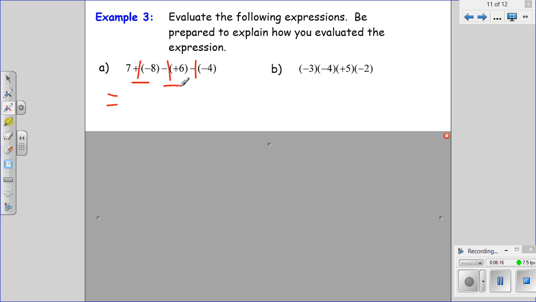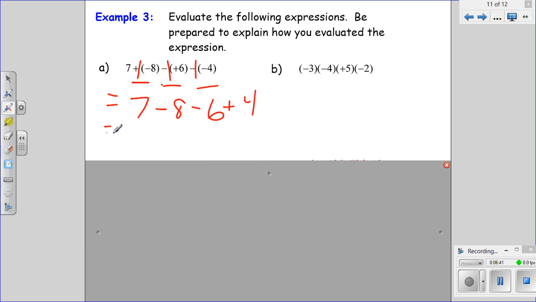Now, BEDMAS, I can do all these multiplies first because there's addition and subtraction separating them. 7 plus 1 times -8. Positive times a negative is a negative, so it's -8. -1 times +6. Negative times a positive is a negative. -1 times -4 is a +4.